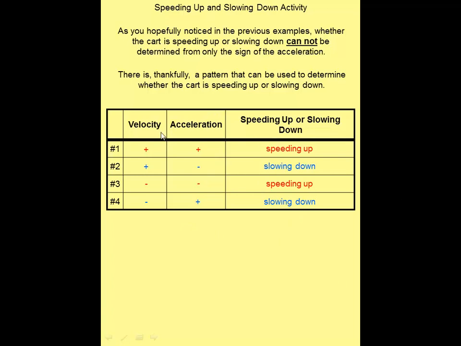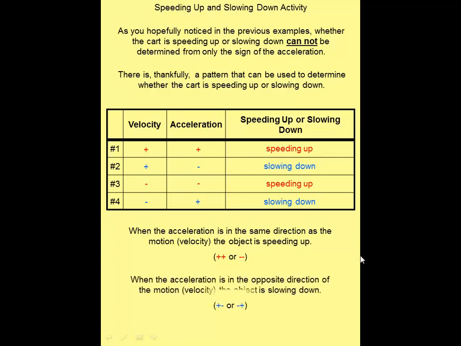But there is, however, a pattern that you hopefully see in 1 through 4. Look for that pattern. Do you notice that when the acceleration is in the same direction as the motion, the object is speeding up? Look, positive velocity, positive acceleration, speeding up. Negative velocity, negative acceleration, also speeding up. And do you notice the other two? When you're moving in the opposite direction of your acceleration, positive, negative, slowing down, negative, positive, slowing down, right? You're slowing down. So here's the pattern that we have to see.